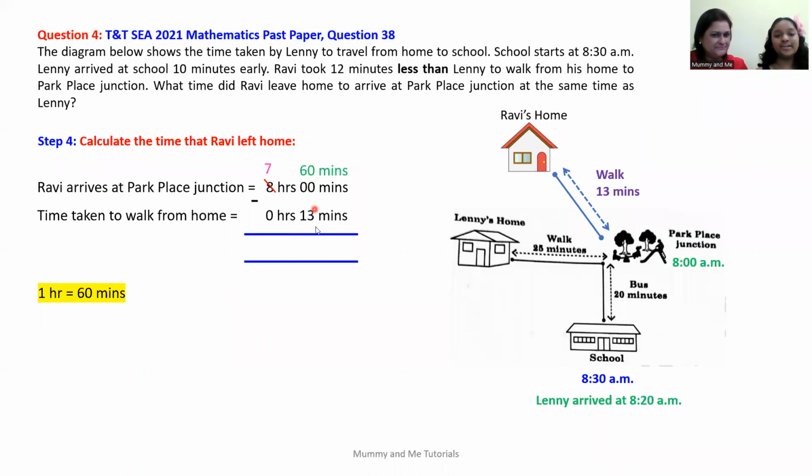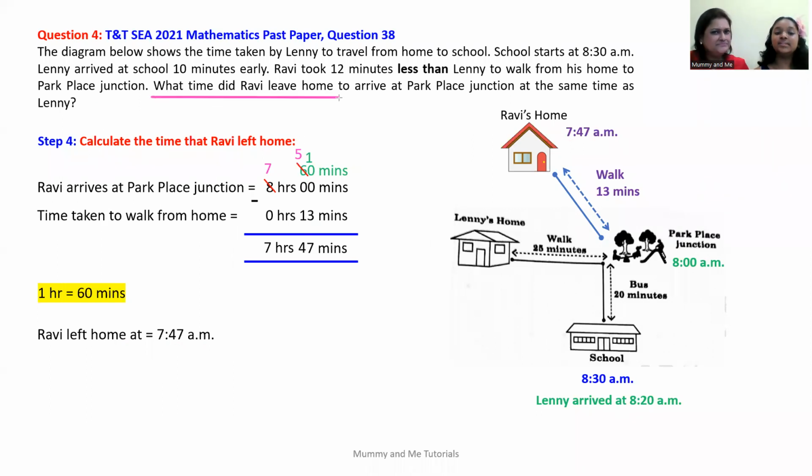Well, since 0 cannot minus 3, we're going to borrow 1 from the 6 and you'll get 5. Carry across the 1 to the 0 to get 10. Minus 3. So 10 minus 3 is 7. And 5 minus 1 will give you 4. So we have 47 minutes. And 7 hours minus 0 hours is equal to 7 hours. So the time that Ravi left home would be 7:47 a.m.